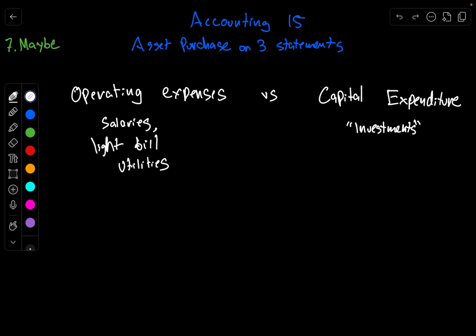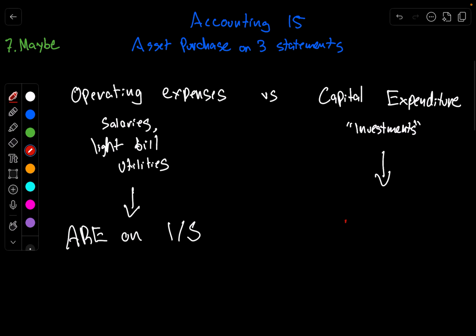And why does this matter? This matters because our operating expenses are on our income statement, and our capital expenditures are not on our income statement, right? So this is a really important distinction to keep in mind. Let's go through an example and hopefully that makes it a little bit clearer.